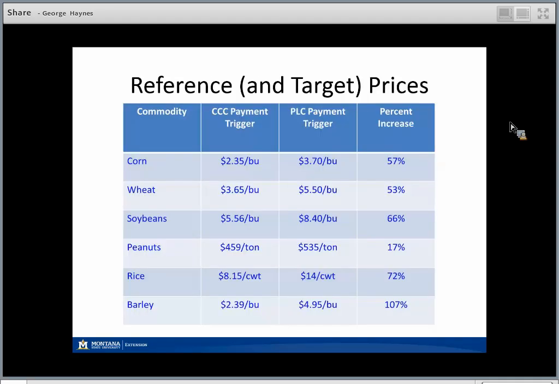So what do those thresholds look like? Well, what you want to do is look at the middle column, the PLC payment trigger. That's where all the action's at here. The payment triggers that are over or left of that are the ones from the previous farm bill. But for this particular farm bill, look at these. $5.50 for wheat, and move down to the bottom, $4.95 a bushel for barley. So some pretty substantial prices there when you think about, at least, where price levels are at right now.